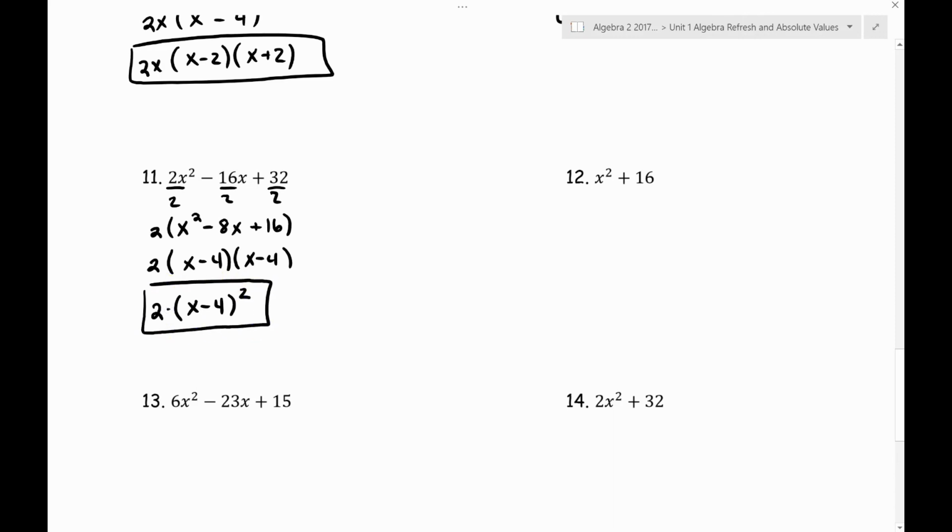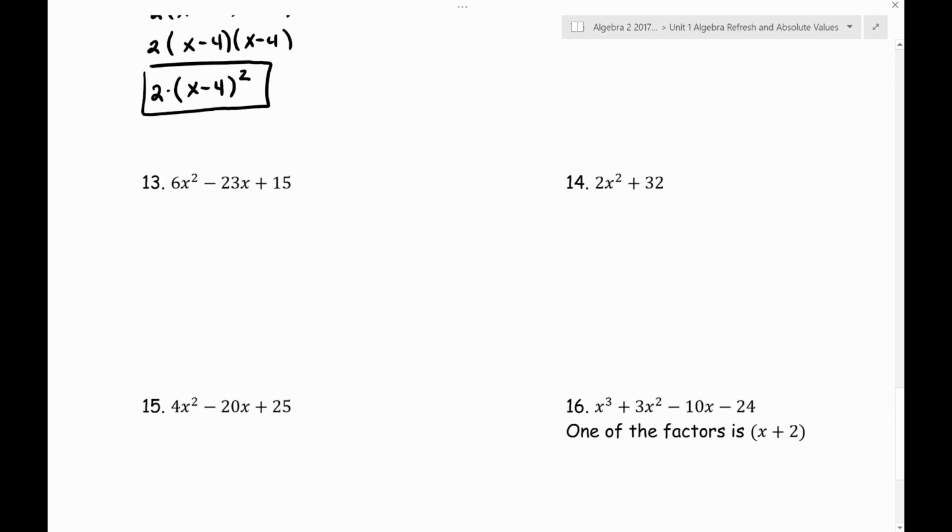Remember, this is multiplication. Here's an example where I have a sum of squares. So this is what we call prime. If you can take out a GCD first, then it's not prime. But if you cannot do anything from the very beginning, not even take out a GCD, it's prime.